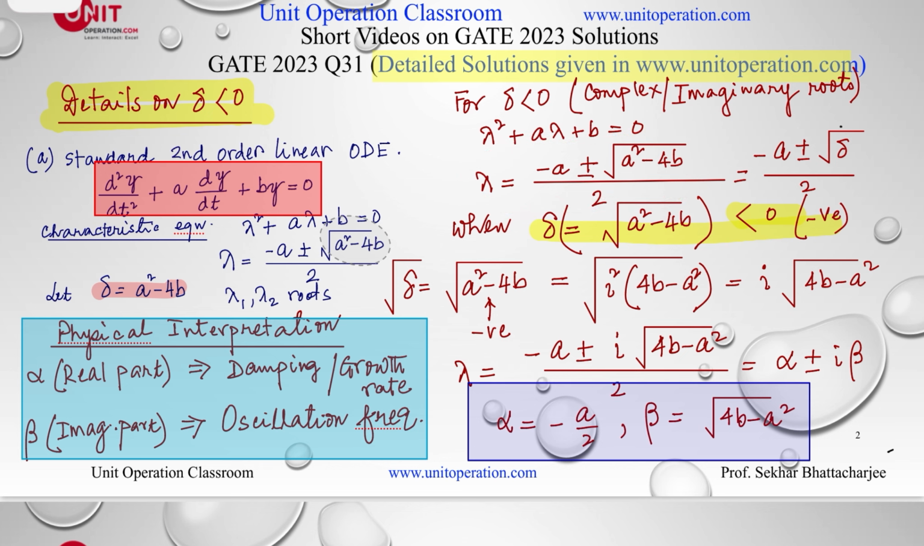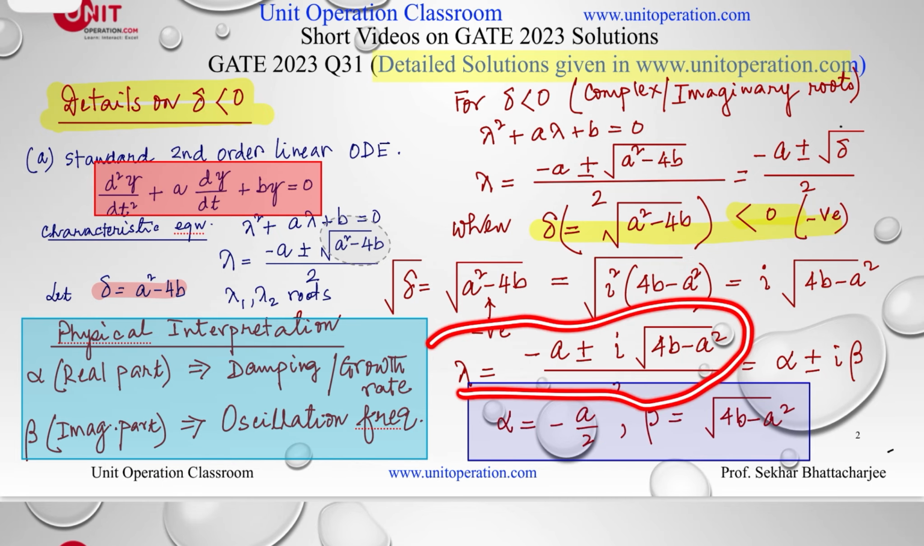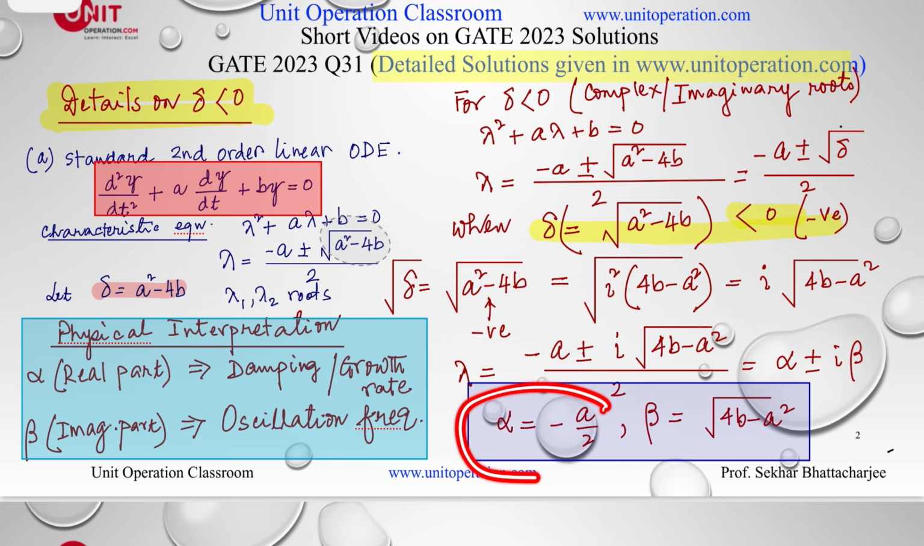If this is negative, then we can write this one as i squared times (4b minus a squared), since i squared is -1. So we take the i out, and that's basically this one. So lambda becomes equal to this. Let's call this alpha plus minus i beta, where alpha is going to be equal to negative a over 2, and beta is equal to this one.